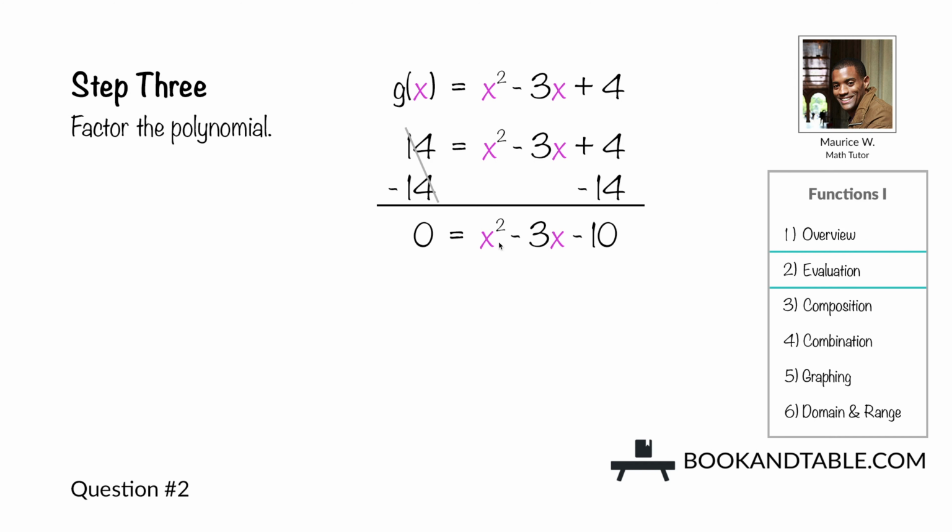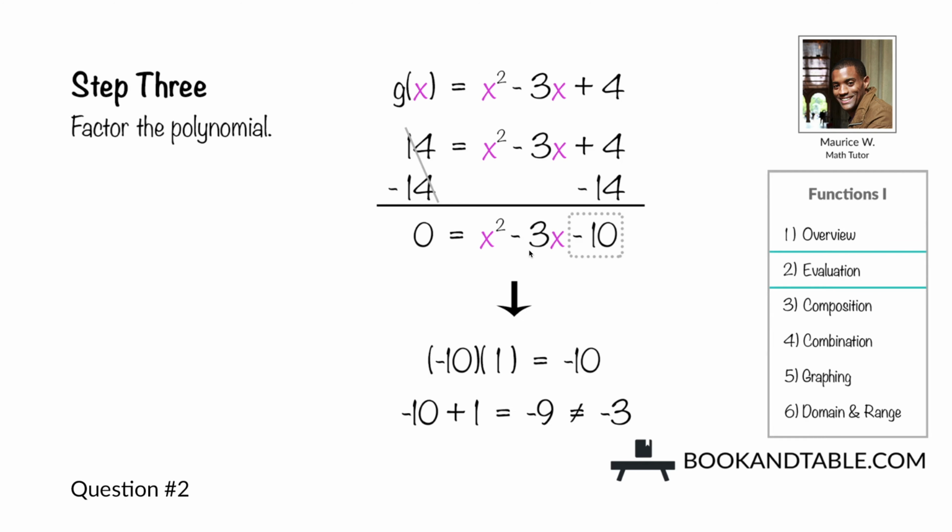And now the third step, we want to factor the polynomial. So we want to find two factors of negative 10 that have a sum of negative 3. Negative 10 and 1 do not work, since their sum is equal to negative 9, and that does not equal negative 3. Negative 5 times 2 would give us negative 10, and their sum is equal to negative 5 plus 2, which is negative 3, and that's the number we're looking for. So our two factors will be x minus 5 and x plus 2.